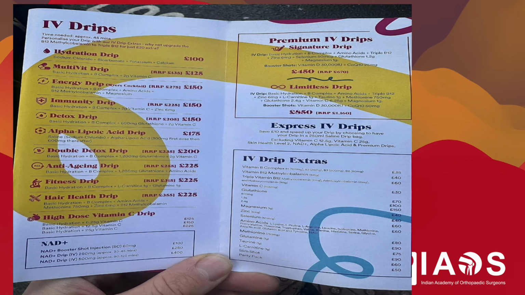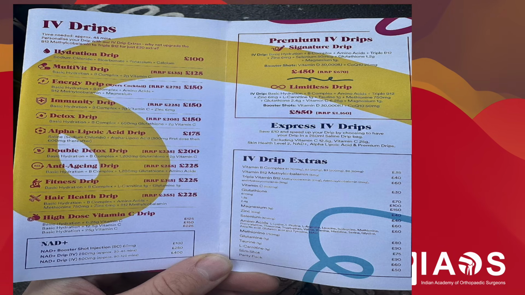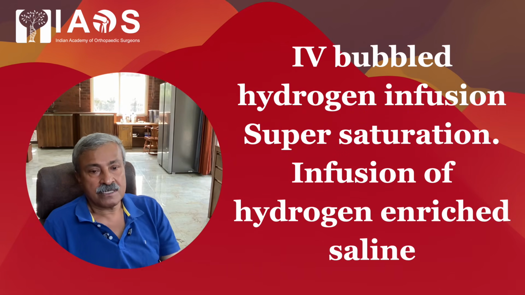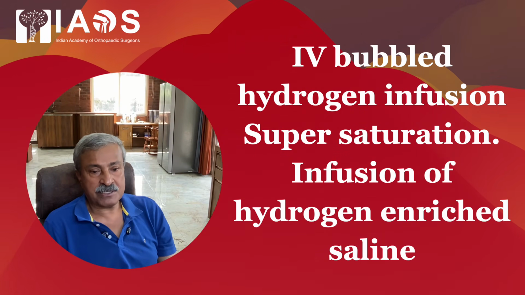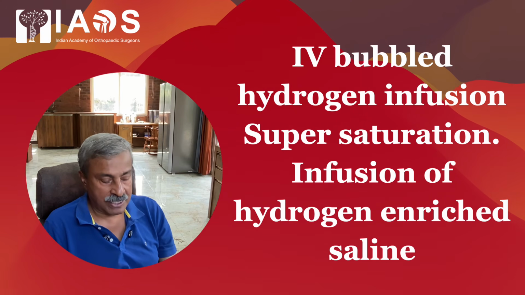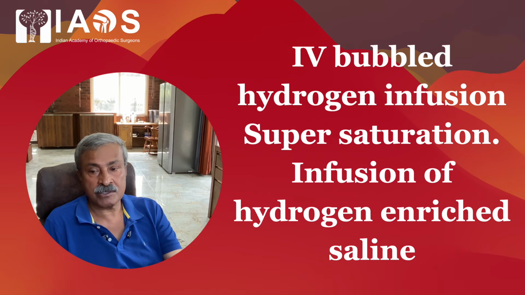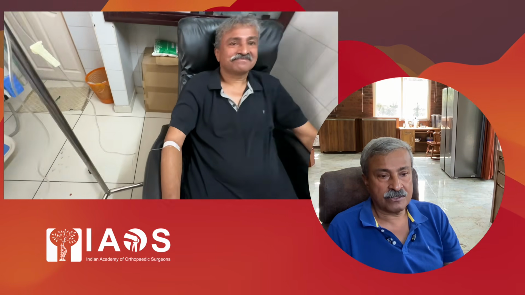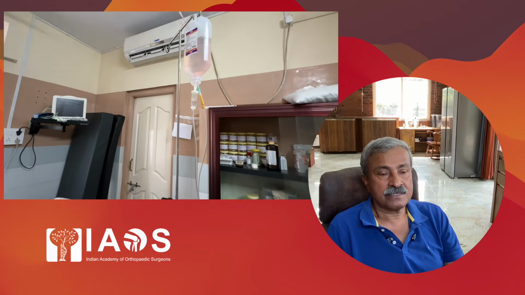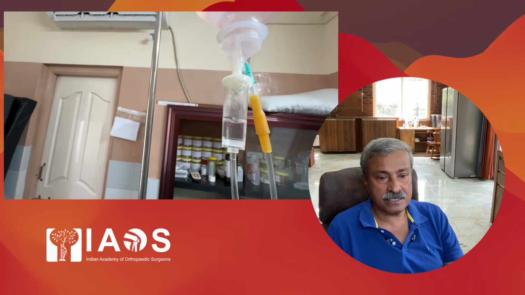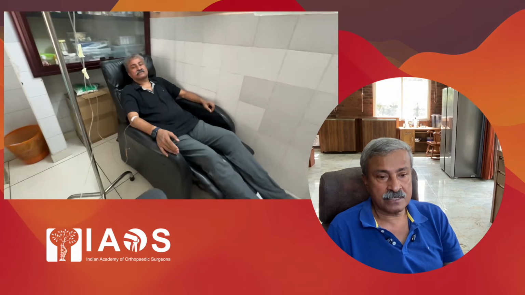These drips are pretty expensive abroad, and we can see that in the UK they have got a menu card for IV drips, and the limitless drip is 850 pounds. IV bubble hydrogen infusion, supersaturation and infusion of hydrogen enriched saline is a useful augment and a part of molecular therapeutics. This is me having my hydrogen infused nutraceutical solution, and you can see the tiny micro bubbles in the tube.